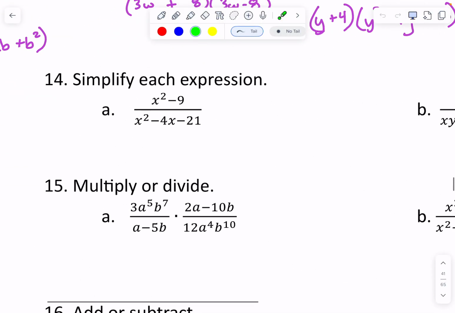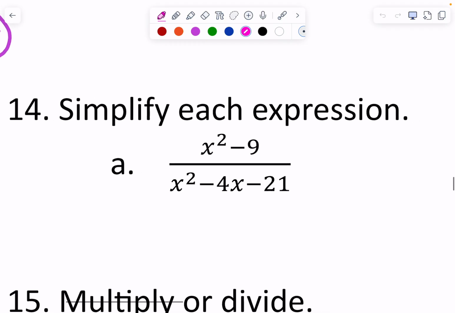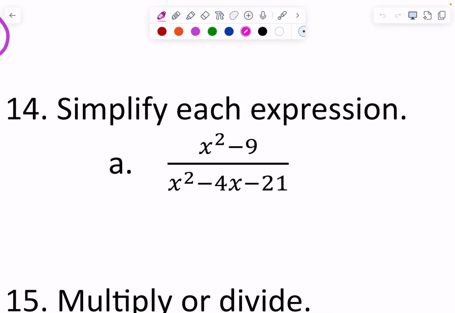Okay, 14. Simplify. We have a fraction. We're not doing any operations, no multiply, no divide, no add, subtract. We're just reducing and factoring. So the top is a what? Simple trinomial? Nope. Difference of squares. It is x plus 3, x minus 3.